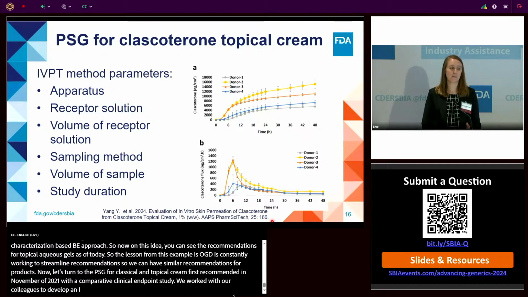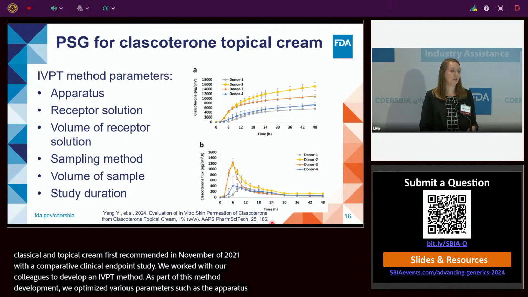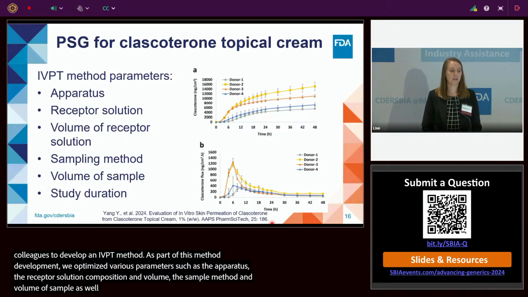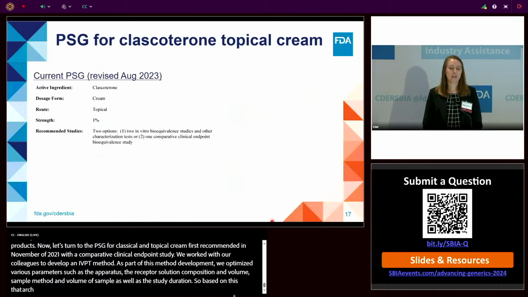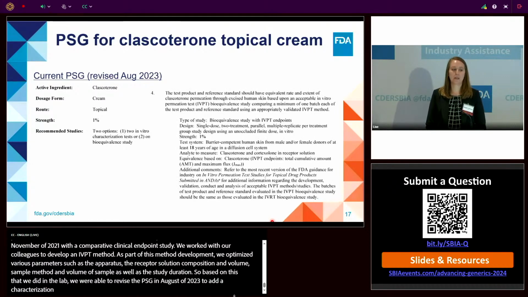And as part of this method development, we optimized various parameters such as the apparatus, the receptor solution composition and volume, the sampling method and volume of sample, as well as the study duration. And so based on this research that we did in the lab, we were able to revise the PSG in August of 2023 to add a characterization-based bioequivalence approach that includes a recommendation for IVPT.